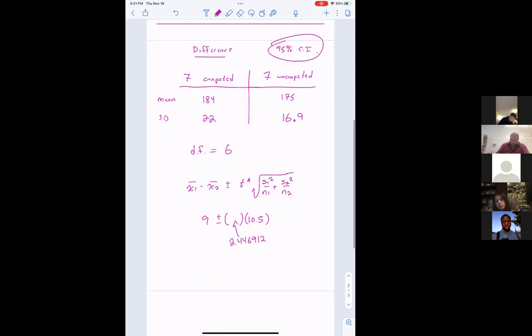So I get 9 plus or minus 25.7 or so. So I get negative 16.7 to 34.7. Was that one of the options? Yes, it was. It was negative 16.66 to 34.66. Yeah, okay, so to an extra decimal point, that's what it is.